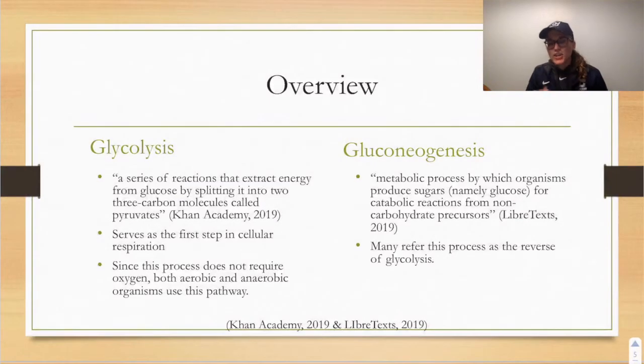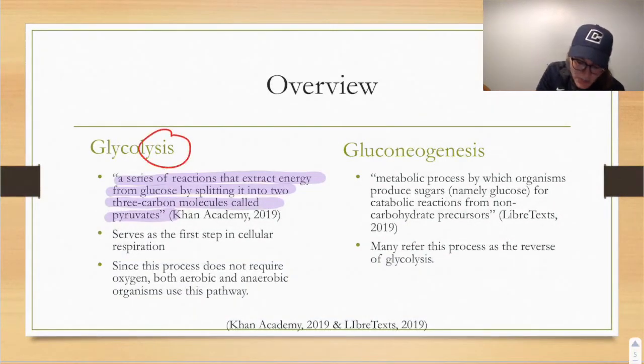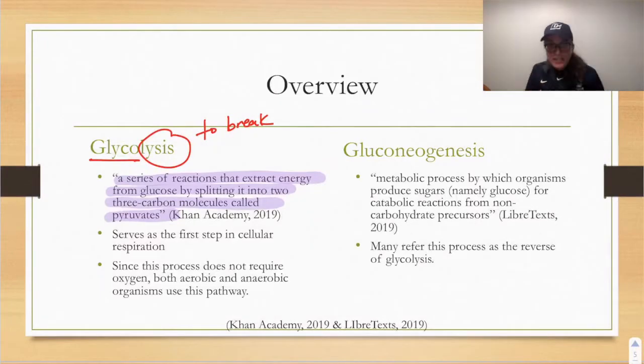So just to get an overview of both pathways before we dive into the minute details, glycolysis is a series of reactions. All right, you extract energy from glucose by splitting it into 2 3-carbon molecules called pyruvates. Again, if we just break down the word, lysis means to break. And what are we breaking? We're breaking glucose.